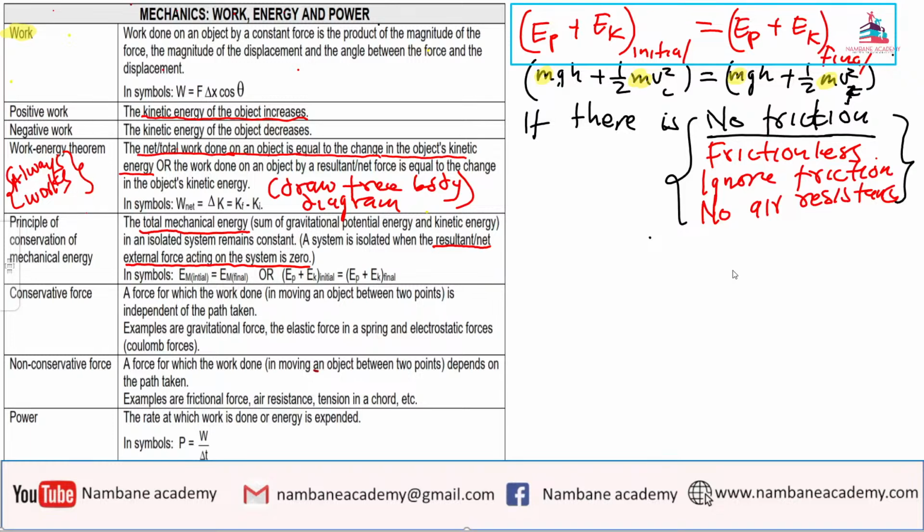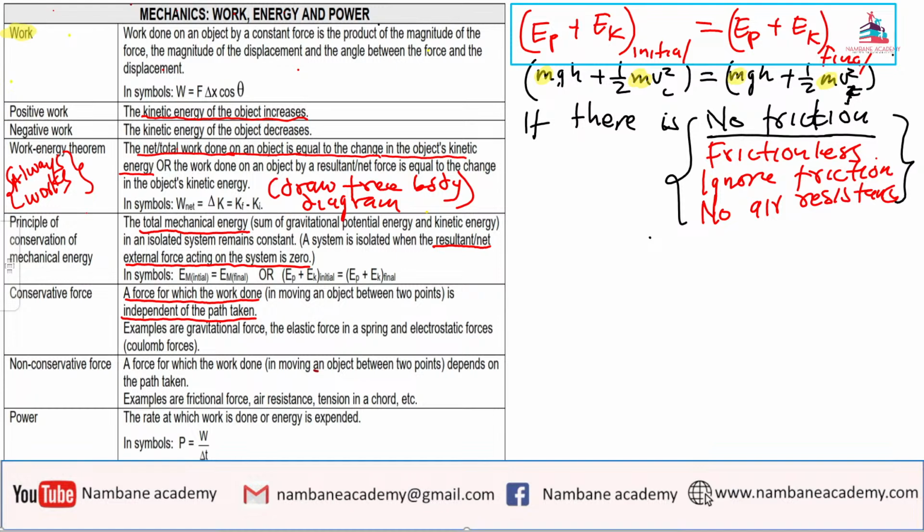If you are fine, then thank you very much. Let's move, gentlemen. We have conservative force, sorry. Now, how best can one explain this? A conservative force. Let's look into it. A conservative force is a force for which the work done in moving an object between 2 points is independent of the path taken.